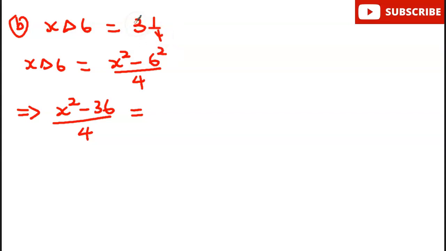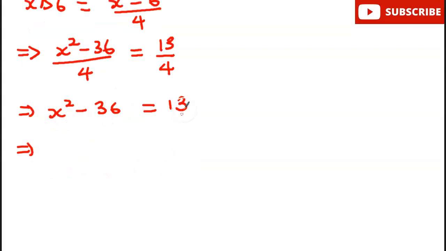4 times 3 is 12 plus 1, 13. So 13 on 4. Now the denominators are 4. So when you cross multiply, the 4 will cancel 4. So we are going to have x squared minus 36 is equal to 13. We want to find x, so let's send 36 to that side. X squared will be equal to 13. Here is minus, so when it crosses the equal sign, it becomes plus 36. X squared is equal to 13 plus 36 is 49.